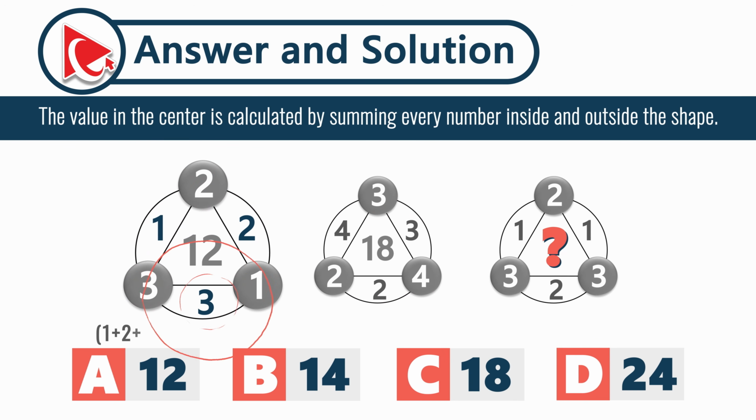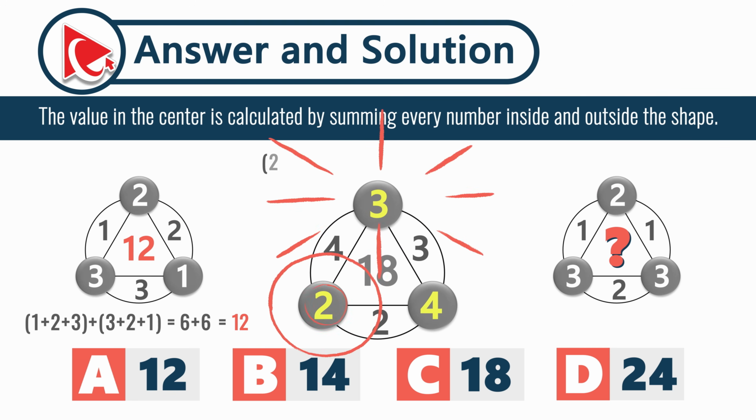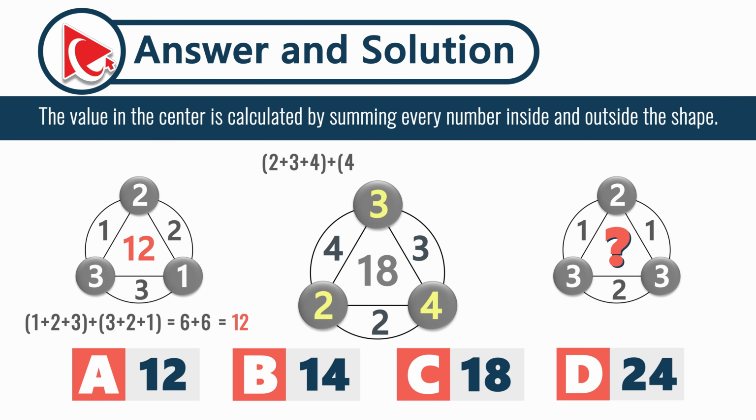1 plus 2 plus 3 plus 3 plus 2 plus 1 equals 6 plus 6 and equals 12. If we look at the second shape, 2 plus 3 plus 4 plus 4 plus 3 plus 2 equals 9 plus 9 and equals 18.